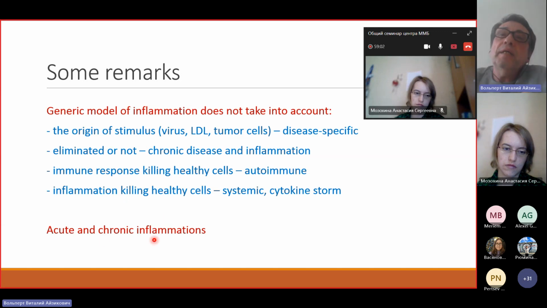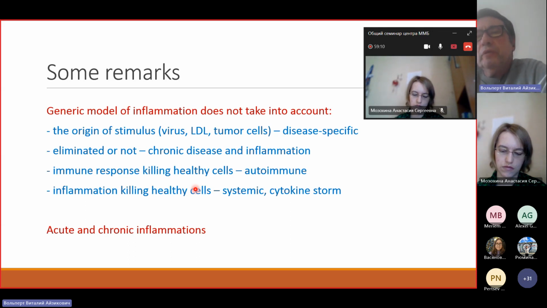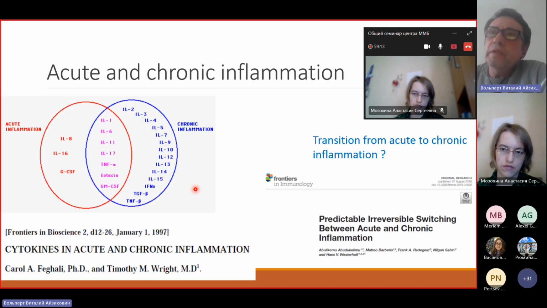Another remark is about acute and chronic inflammation. This is a really very complex question, which we are trying to understand exactly now. For example, someone sent me this paper, and we need to understand it.